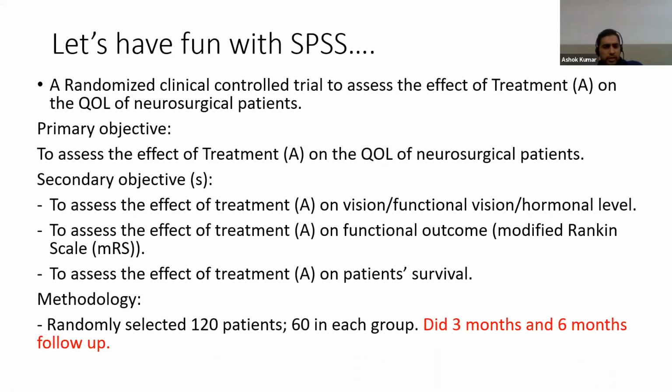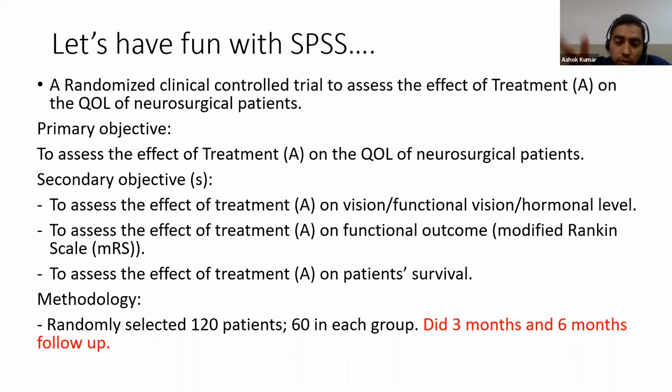Now let's have fun with SPSS. Same thing we have already discussed. I have just changed the methodology here. Randomly selected 120 patients, 60 in each group, with a 3-month follow-up and a 6-month follow-up. In the previous class we did only a 3-month follow-up, but now we have 3-month and 6-month follow-ups, because I have to use a repeated measure ANOVA.